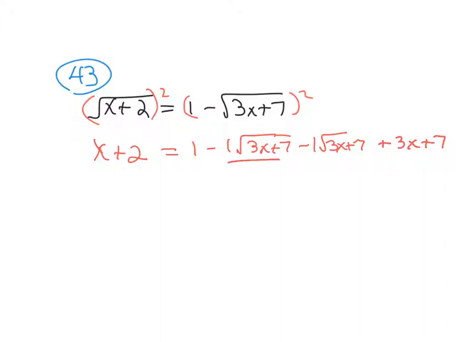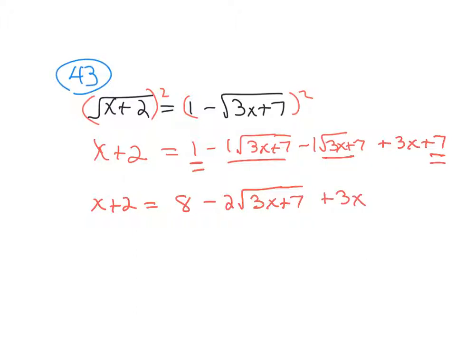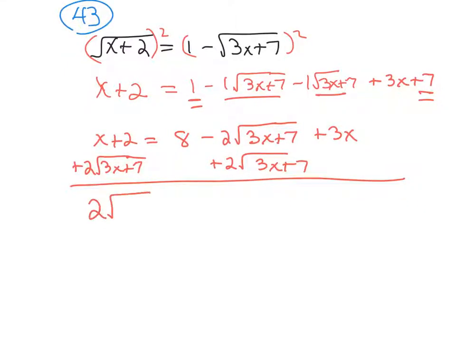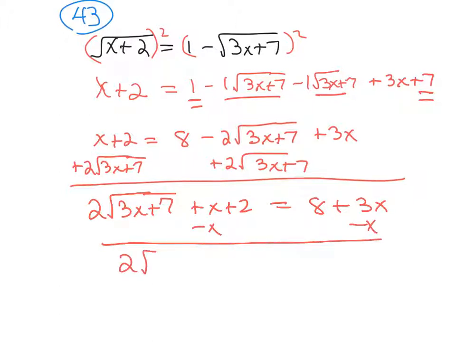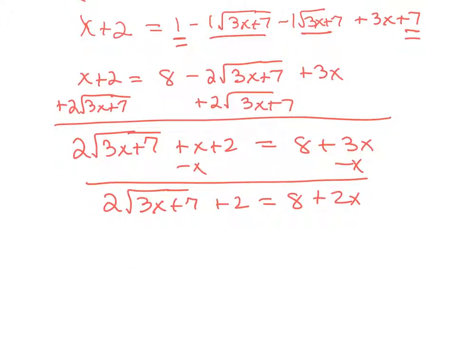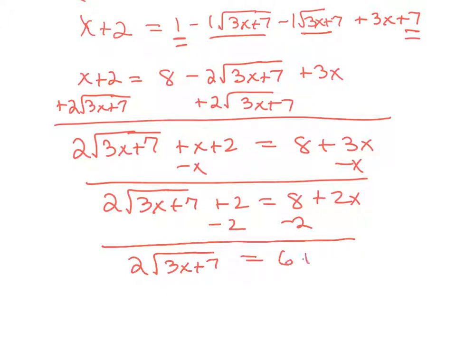I can combine like terms. These two are like, and so is the 1 and the 7. So x plus 2 is equal to 8 minus 2 times the square root of 3x plus 7, plus 3x. I now need to isolate the radical again. So I'm going to add 2 times the square root of 3x plus 7 to both sides. 2 times the square root of 3x plus 7 plus x plus 2 equals 8 plus 3x. I'm going to subtract the x. 2 times the square root of 3x plus 7 plus 2 equals 8 plus 2x. Move the 2. 2 times the square root of 3x plus 7 equals 6 plus 2x.